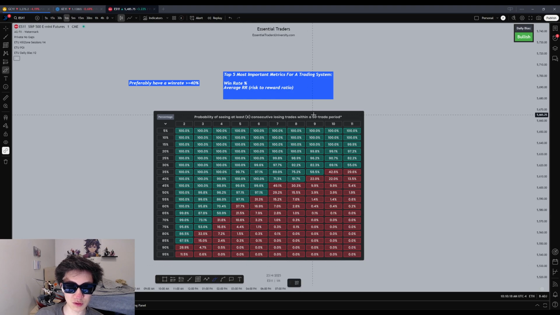So the bigger the trade period, obviously the more skewed these numbers are going to become, right? The higher probability you will face these probabilities within the red. But essentially, within 50 trades at a 40% win rate, you have a 51% chance of facing 8 losses in a row.